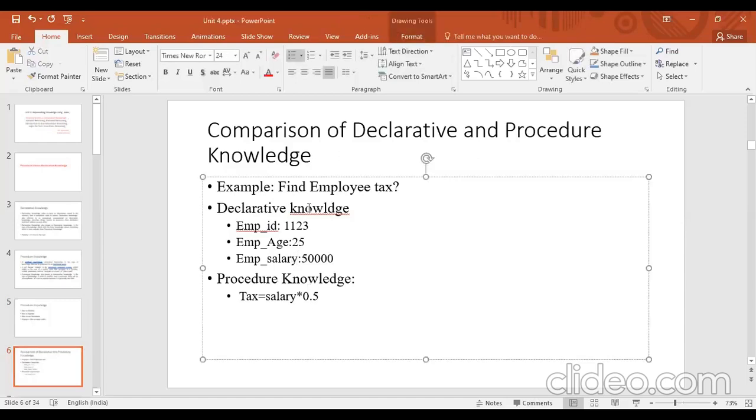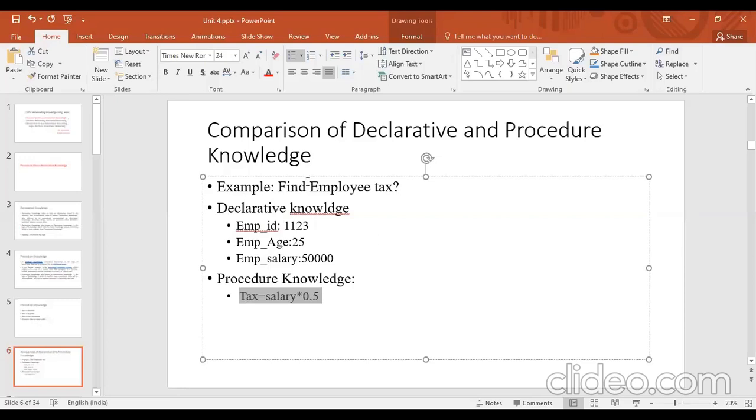So the declarative knowledge is the given fact or the truth of your problem. Here the data is given, right? So this is the declarative knowledge. And what is procedure knowledge? I have to find the tax to pay for an employee. So this requires a process to calculate the tax, right? So this is the procedure knowledge. Okay. Now I hope you are clear on what declarative and procedure knowledge are. Clear? Anyone have any doubt? Then ask me.